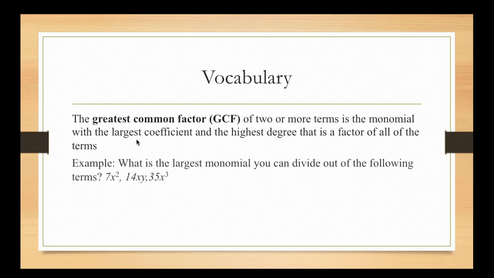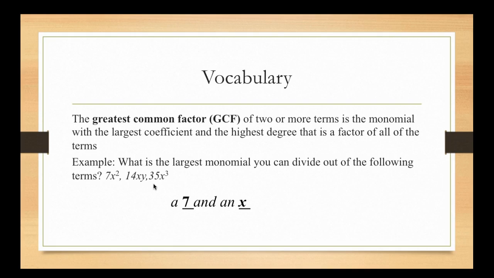So, for example, if we look at these three terms here, 7x squared, 14xy, and 35x to the third. If I look at the coefficients, there is a 7 in common with each coefficient. This is 7 times 1, 7 times 2, 7 times 5. So I can factor out a numeric term of 7. Now looking at my x's, I have x squared, xy, and x to the third. I can factor an x out of each one of these terms. So my greatest common factor would be the 7 and the x, or just 7x.